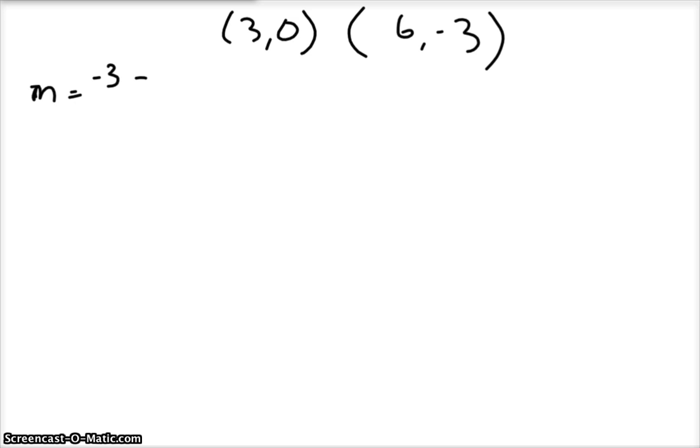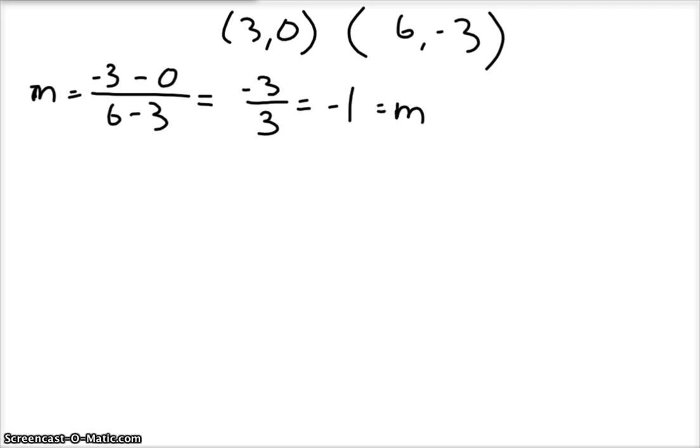Right below, at number 2, it says write an equation that passes through 3, 0, and 6, negative 3. Alright, we need to find our slope first. So we have y equals negative 3 minus 0, then we have 6 minus 3. That leaves us with negative 3 over 3, which equals negative 1. So now negative 1 equals our m.